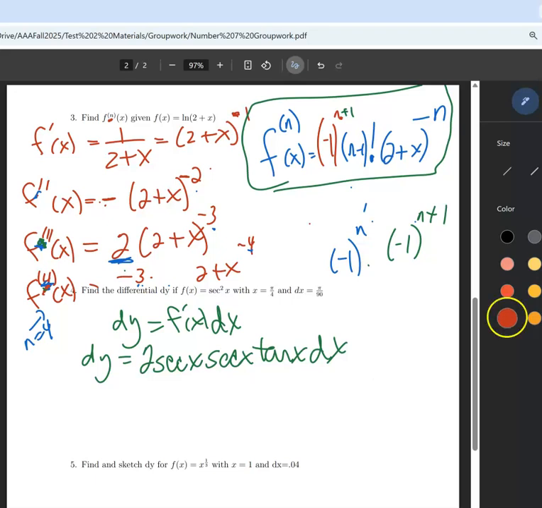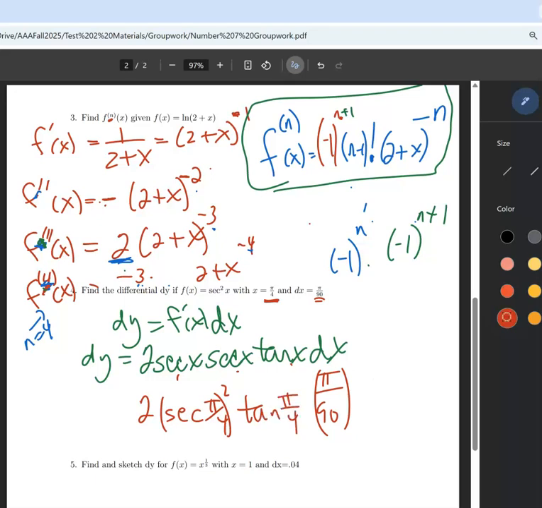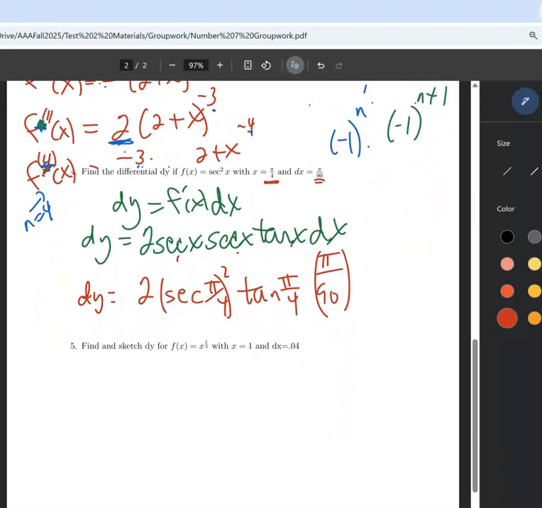Now let's go plug in what we've got. So the dx is pi over 90. Just carry that along. And I'm going to put x is pi over 4 in all of these. So I have 2, and I know the secant of pi over 4. I'm just going to write it as secant of pi over 4 squared, tangent of pi over 4, dx. Secant squared of pi over 4 is something you're just going to want to have memorized. It's 2. Let me just write it down here. Secant squared of pi over 4 is 2. It comes up so often.